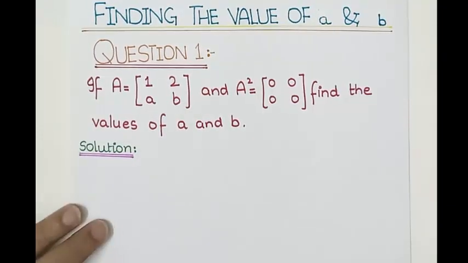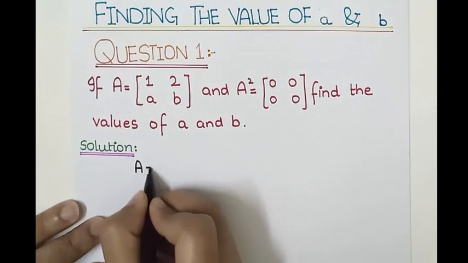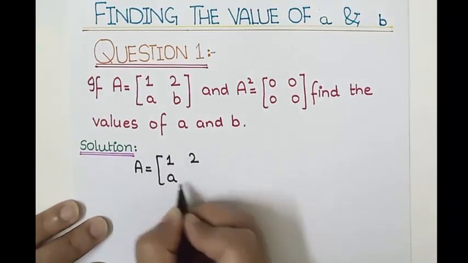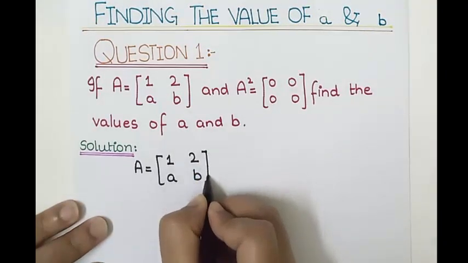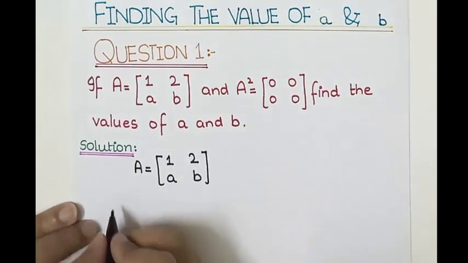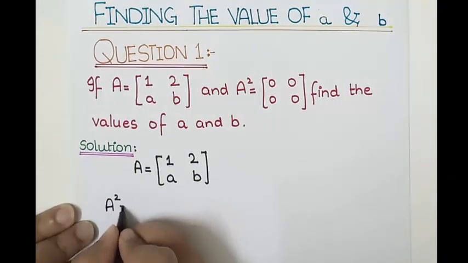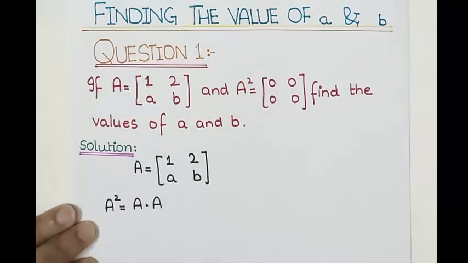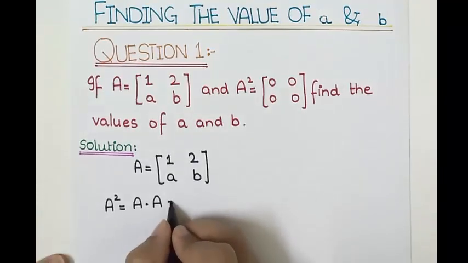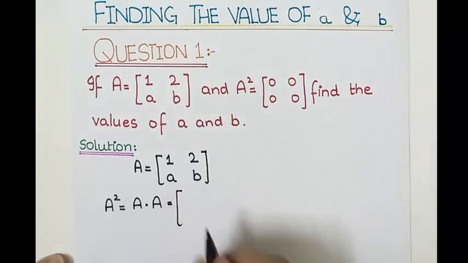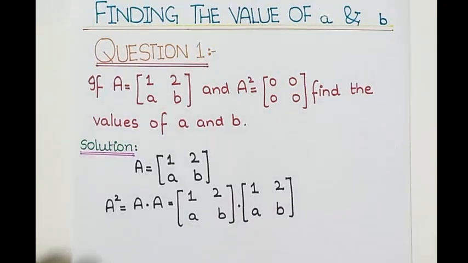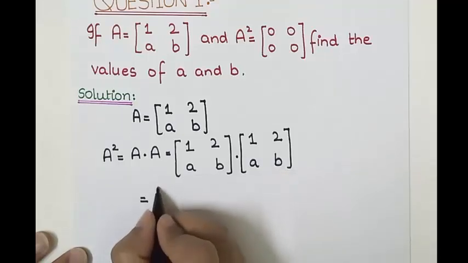Right. So here we have a matrix A and it is equal to 1, 2, A and B. If we take A square, then it is equal to A dot A. It means we will multiply two matrices. So we will write the A matrix two times. So now we will multiply these two matrices.